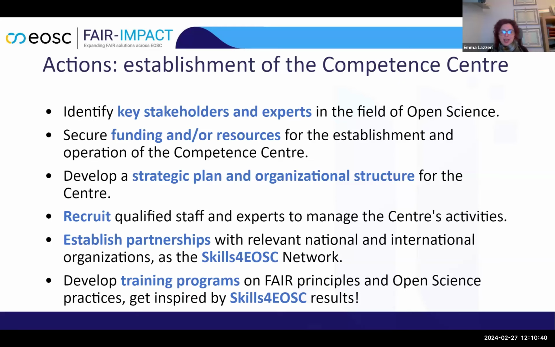I divided the actions into, I think, 3 different themes. So the first one is the establishment of the competence centers. You should identify the key stakeholders and experts in your local community, secure funding or resources for the establishment and operation of the competence center, and develop a strategic plan and organizational structure for your competence center.